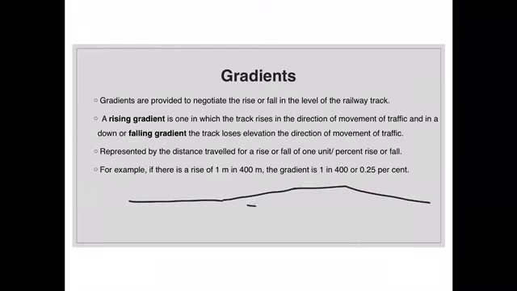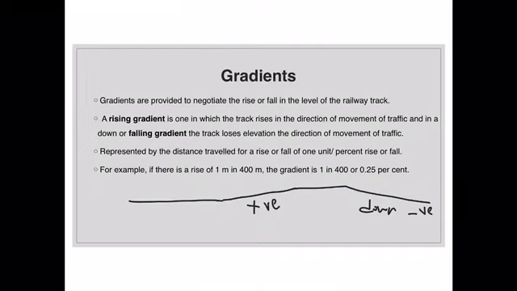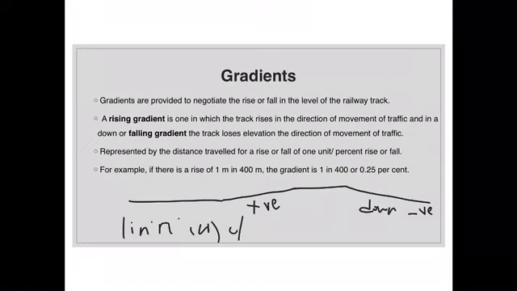If your gradient goes in the upward direction, we call that the rising gradient or the positive gradient, and if the level goes in the downward direction, we call that the falling gradient or down gradient, usually represented with a negative sign. Gradients are usually represented in terms of 1 in n, or they can also be represented in terms of percentage.